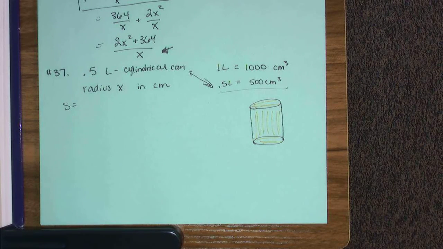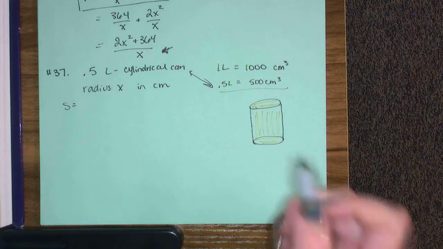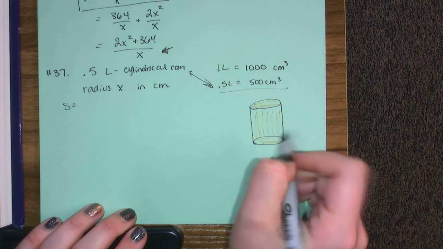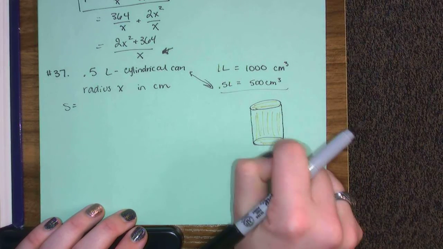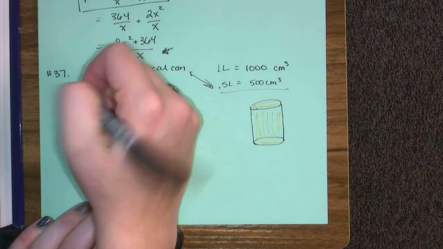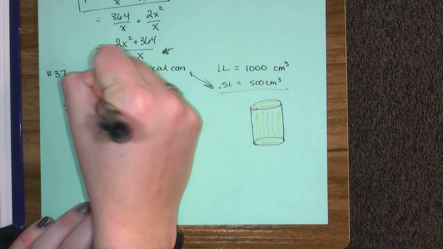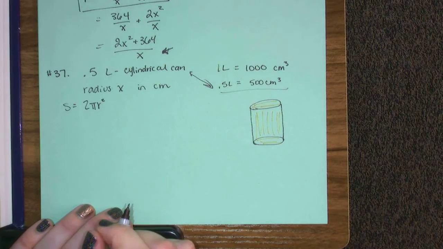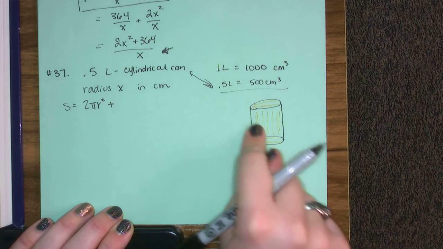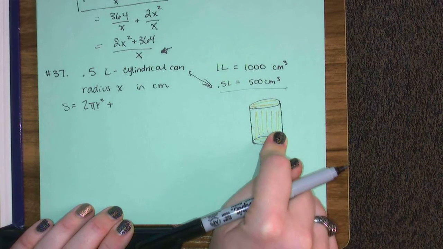Okay, so what is this? The bottom and top are what? What is the area of a circle? Pi r squared. Okay. And how many of them do I have? Okay. So 2 pi r squared plus, now I need this extra stuff here.